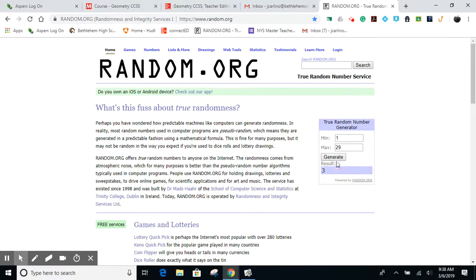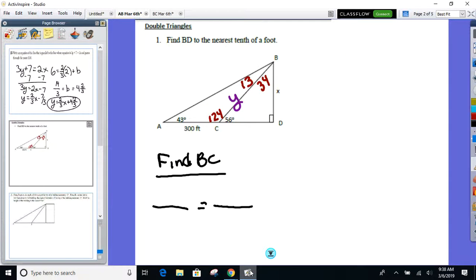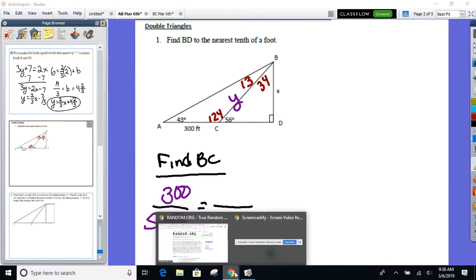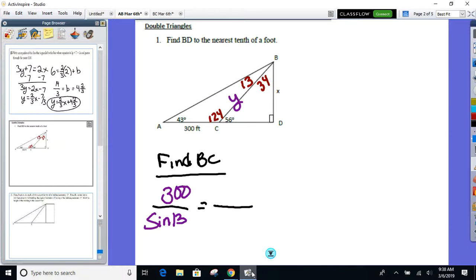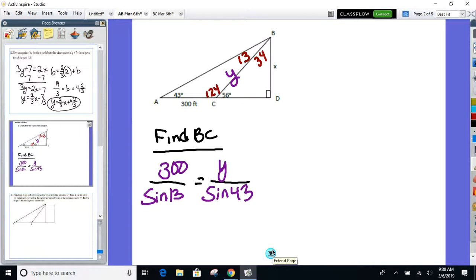I'm going to need you guys now. Let's roll. 22. Help me fill this out. Nice job. You're done. 300 over the sine of 13. On the other side of that proportion, hey, 12, what do we got? There we go. And hey, everyone stop. Are all these values from the same triangle? Yes, that's okay. Do not mix and match sides and angles. All right, do not mix and match them. All right, cross them up. 300 times sine 43. And then we'll divide that by the sine of 13.